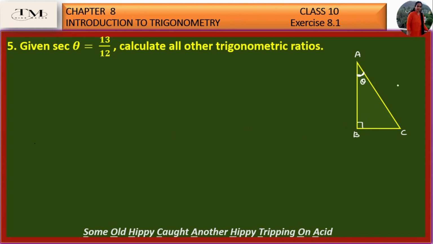So opposite of 90 degree is hypotenuse. BC is opposite of theta. So this is the opposite side. The other side is the adjacent side. So let us start the solution.